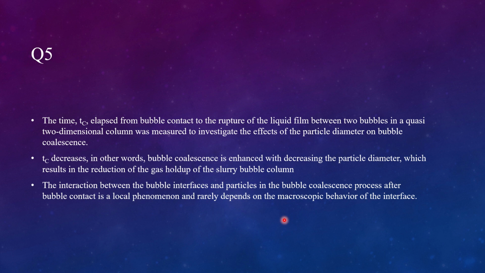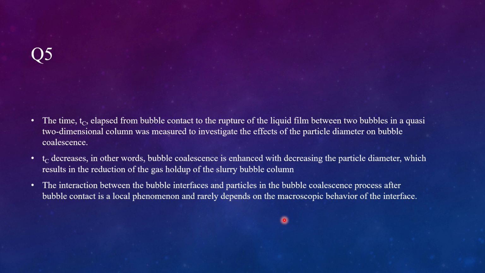Sorry, if the particle diameter is reduced or the slurry concentration is reduced, in such cases the bubble coalescence is enhanced. How can we say that the bubble coalescence is increased when the particle diameter is reduced or the slurry concentration is reduced? On the contrary, when the particle diameter or the slurry concentration is more, bubble coalescence is decreased.